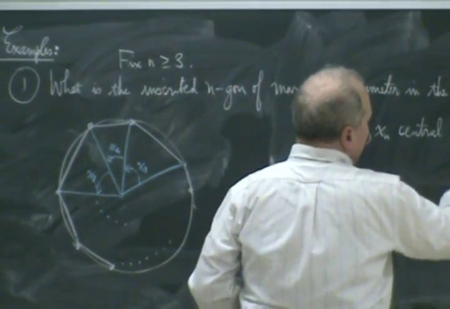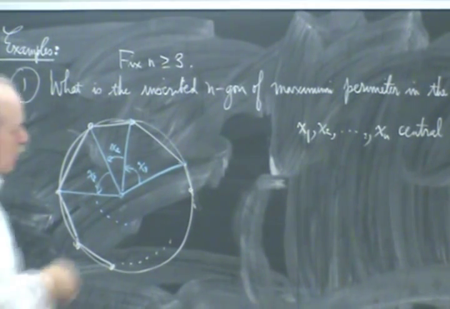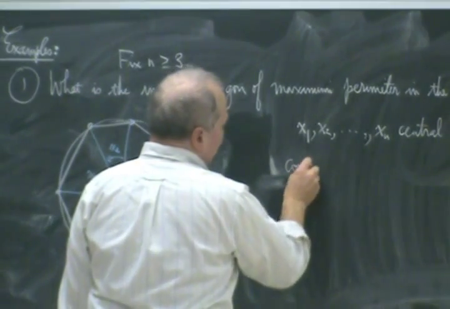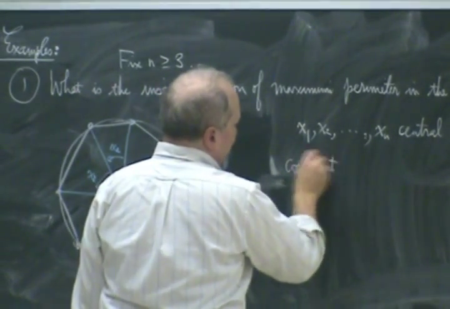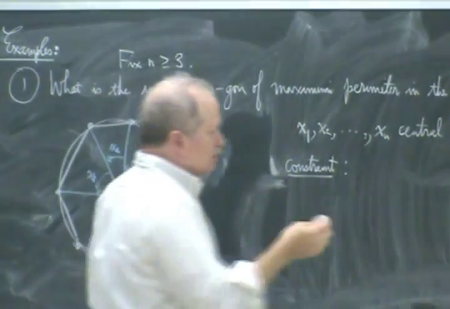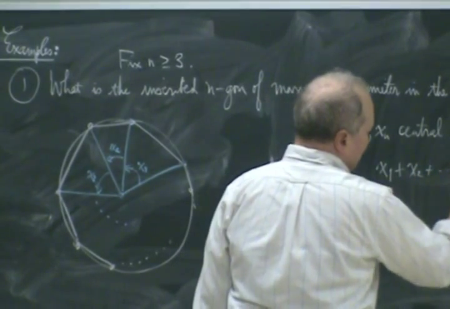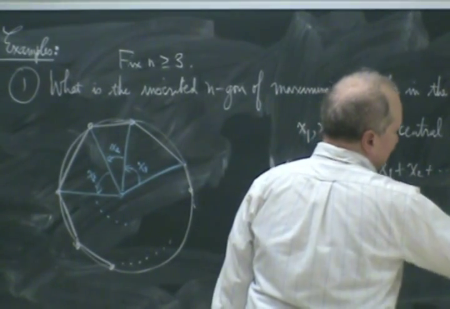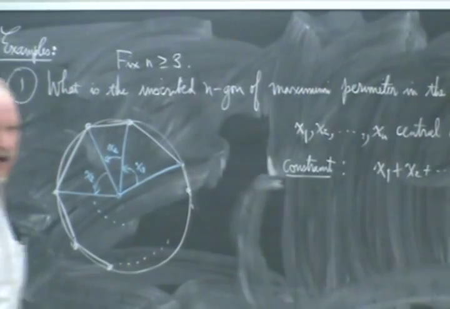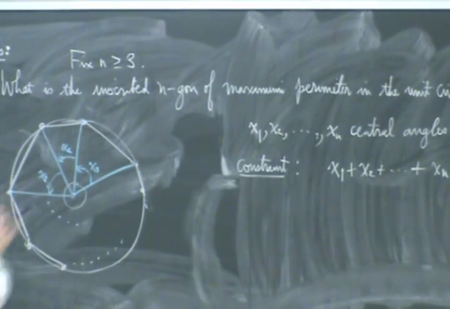Yes, but you're going to see how simple this is. Even though I've thrown an n at you, it's still going to be way simpler than what we did last time. What's our constraint? So they all add up to 2 pi. All right, the angles add up to 2 pi. These are the central angles. They all add up to 2 pi radians.